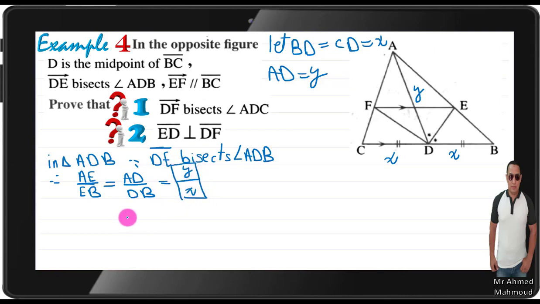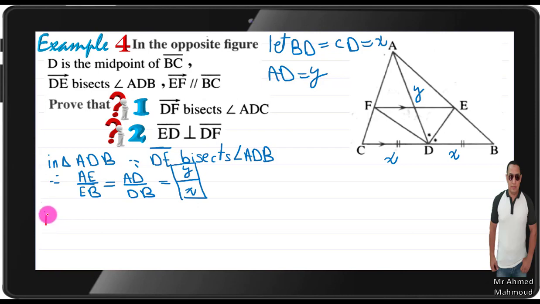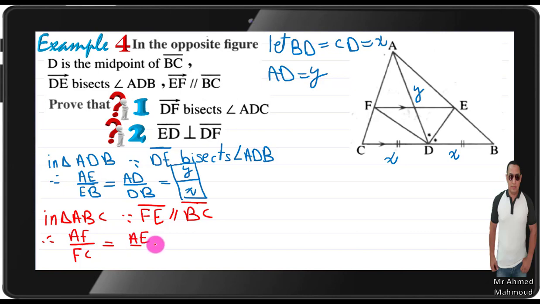Now in triangle ABC, since FE is parallel to BC, therefore AF over FC equals AE over EB, and AE over EB equals Y over X, so AF over FC also equals Y over X.